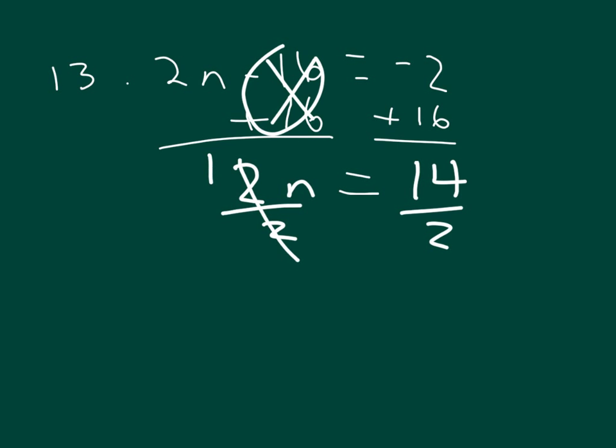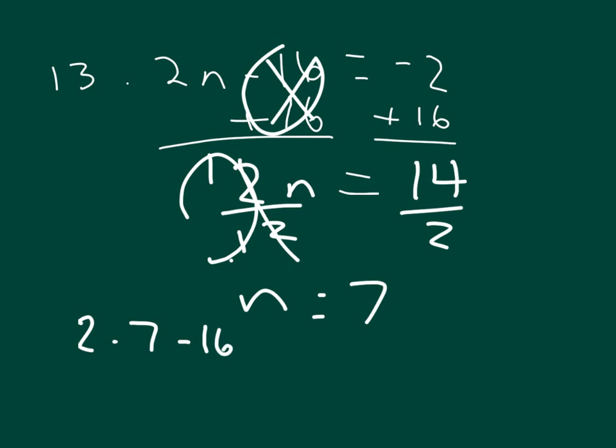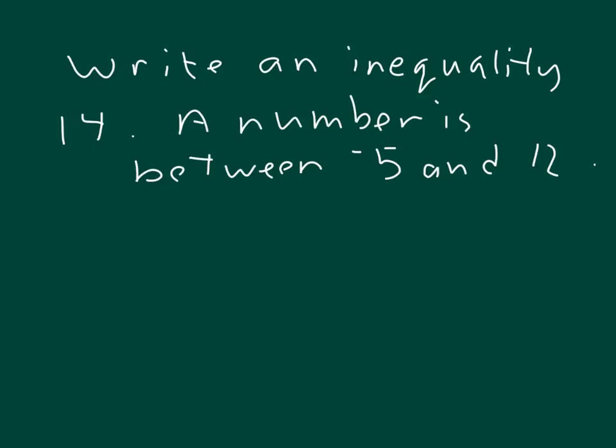That's 1n, 1 over 1 is 1. 14 divided by 2 is 7. So we would say 2 times 7 minus 16. If you simplify that, you would do 14 minus 16, and that does indeed equal negative 2. So that's a good solid answer.